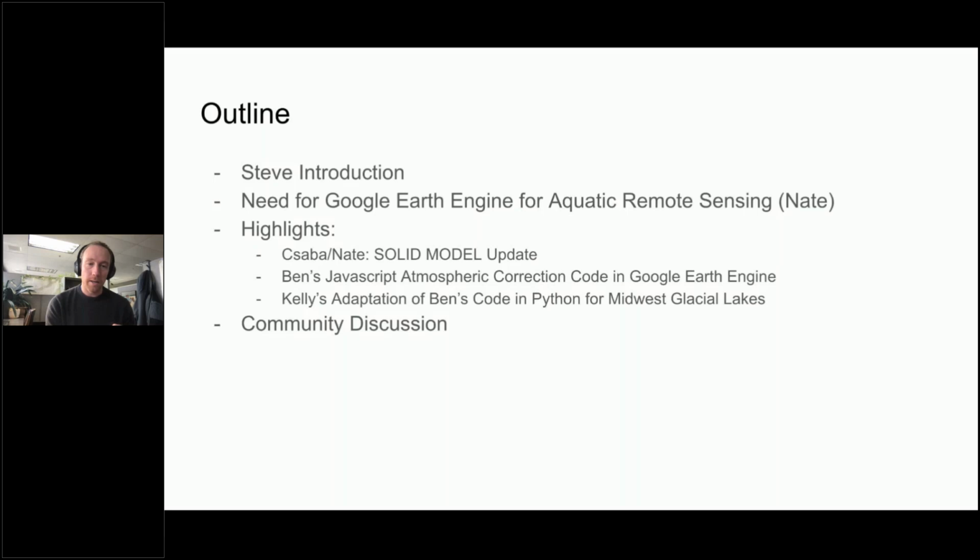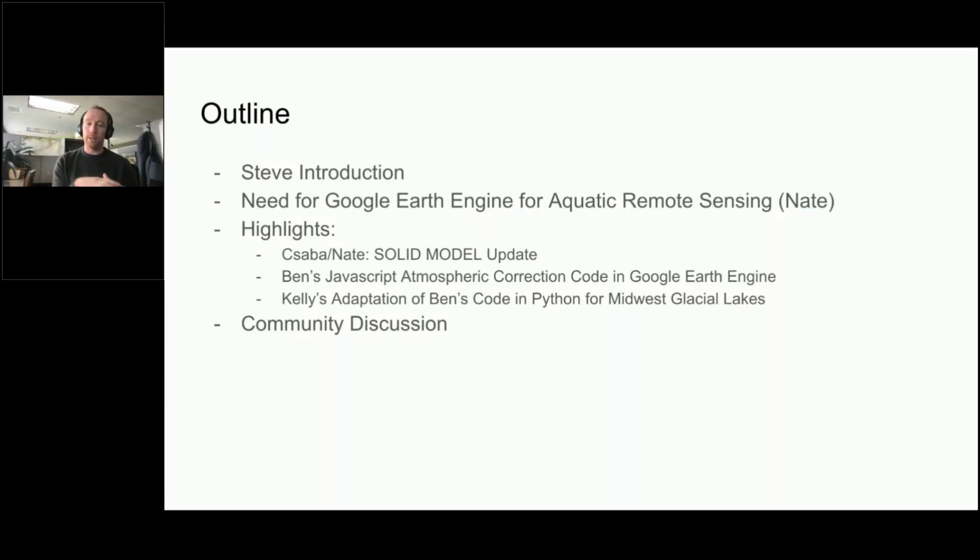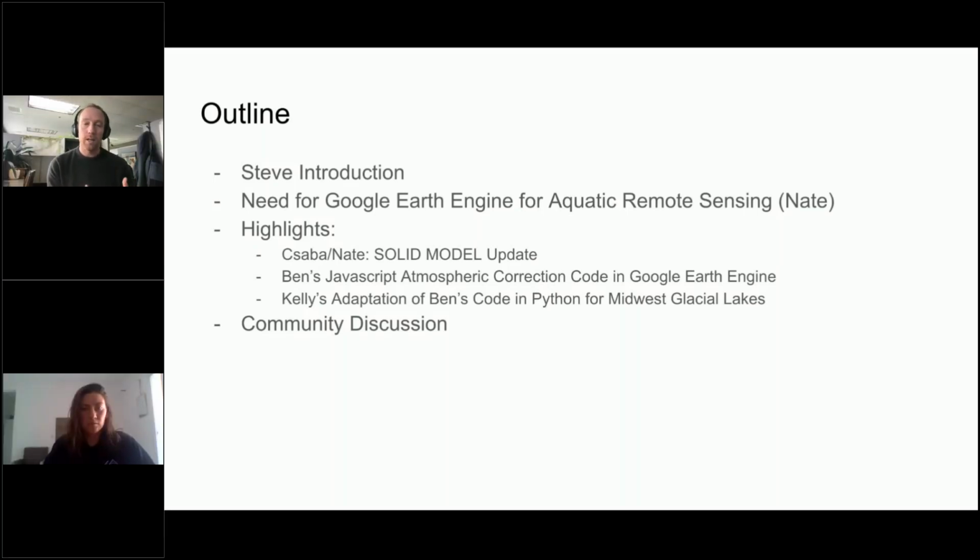And then followed by Benjamin Page talking through some of his atmospheric correction work, and Kelly Lewis on adapting Ben's code from the JavaScript environment to the Python one, and applying it to Midwest glacial lakes. And lastly, a community discussion.